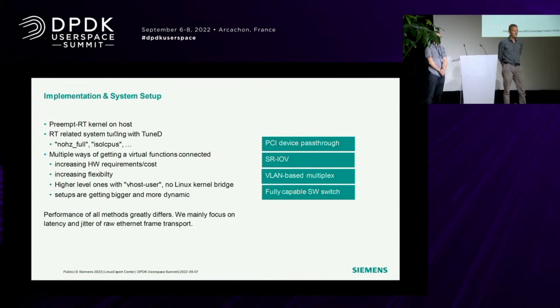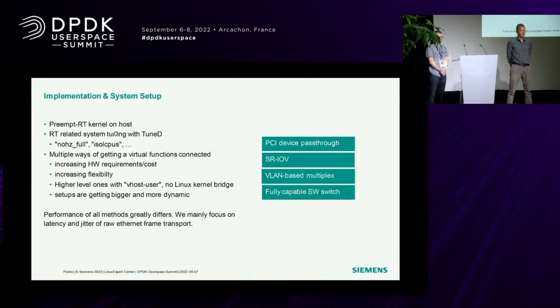How do we get the function connected to the network, especially as we keep virtualizing? I put here 4 different ways of doing that. From the top to the bottom, the hardware cost increases, and so does the flexibility, and we'll go a little bit into detail comparing those.